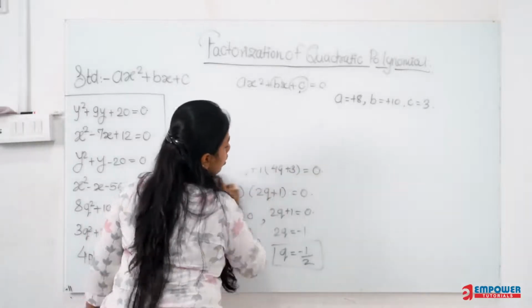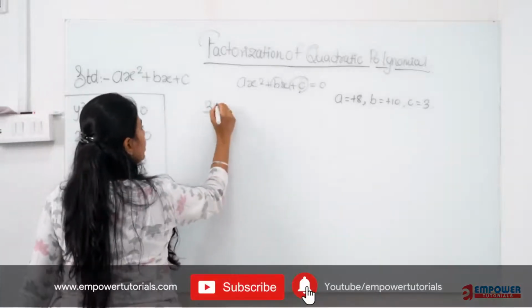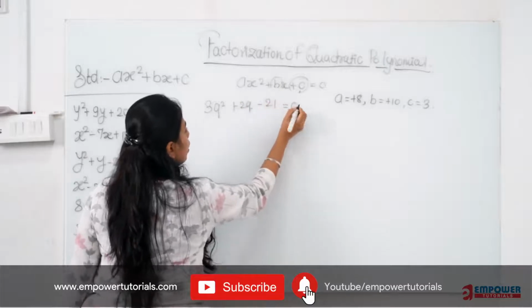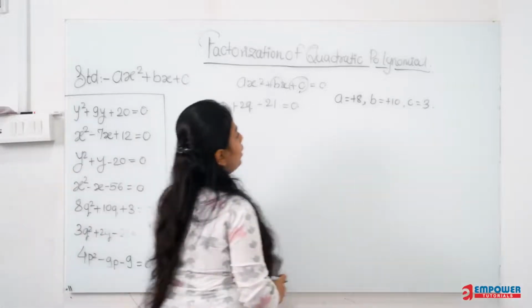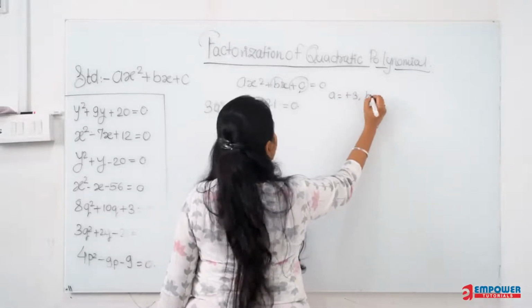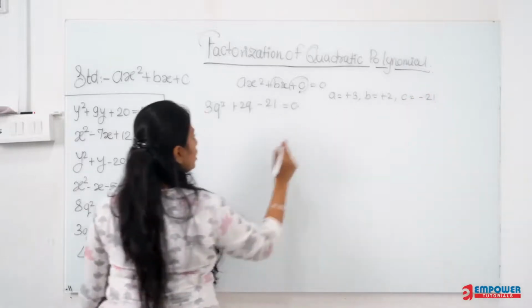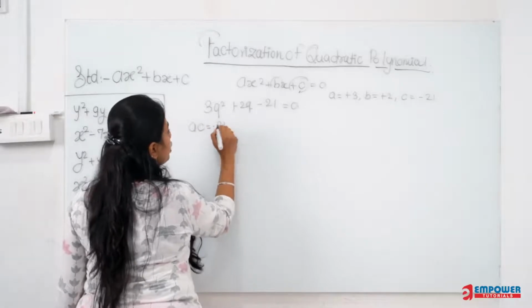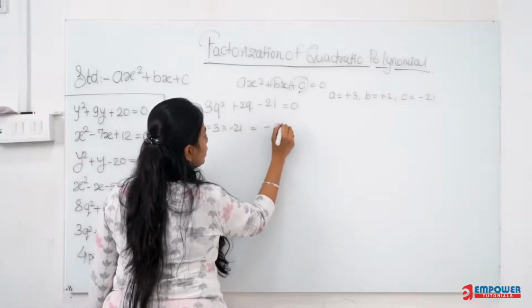Now what if we have 3q square plus 2q minus 21? Again in this case I will write it over here: a is equal to plus 3, b is equal to plus 2 and c is a minus number, that is minus 21. So what will be the factors of this? Plus 3 into minus 21 will be equal to minus 63.